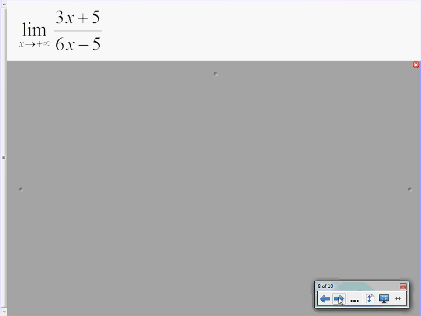Here I have the limit as x approaches infinity of 3x plus 5 over 6x minus 5. We are worried about the behavior on the right side of my graph. This is a rational function. We have a horizontal asymptote. Where is our horizontal asymptote? Y equals 1/2. Okay, we have a horizontal asymptote at y equals 1/2. That is what our graph is going to be approaching. So that is the limit towards infinity.